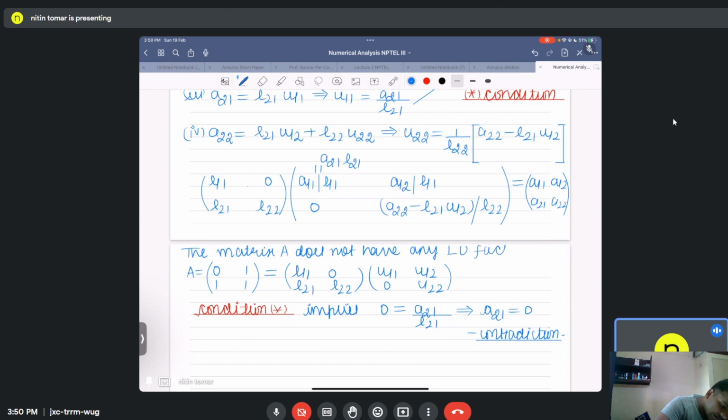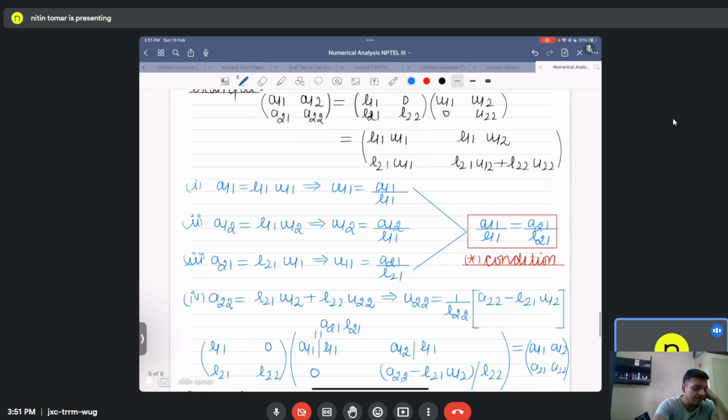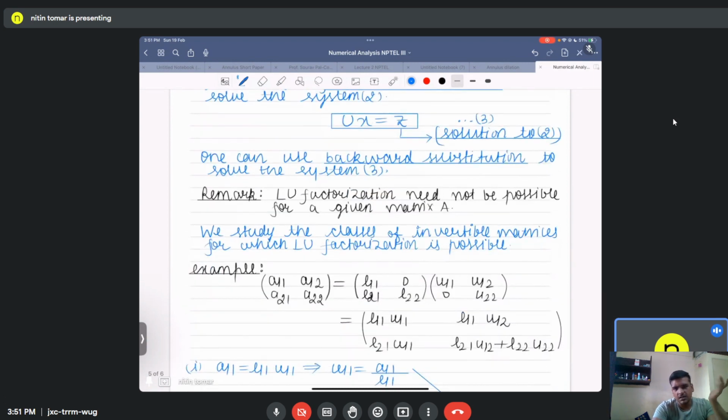A is an invertible matrix, is it? Yes, A is an invertible matrix. So we have an example of an invertible matrix which has no LU factorization. So certainly the question that we asked in the beginning, does every matrix have an LU factorization? The answer is no. So this remark is correct.